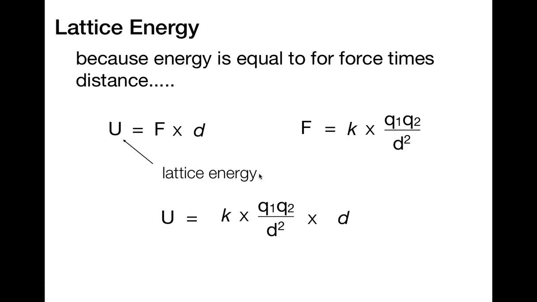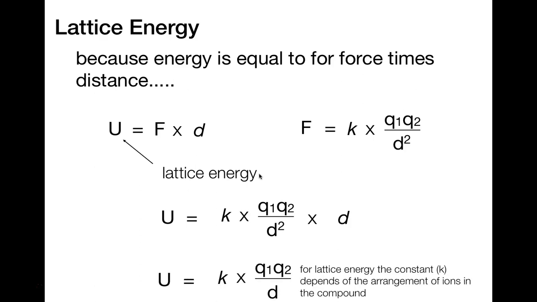And this is what we get here. So now we have U equals kappa times Q1 times Q2 over d squared times d. Both those d's represent the same variable, which is distance, so they'll cancel out. And we're left with a simplified equation where lattice energy equals some constant times the product of the charges divided by distance. And so what we're going to do in the next couple of examples is pull apart really what this equation means and then be able to predict the strength of lattice energy of different compounds.